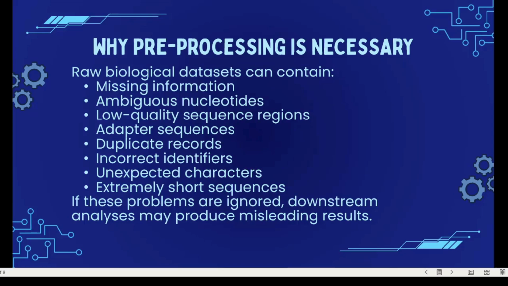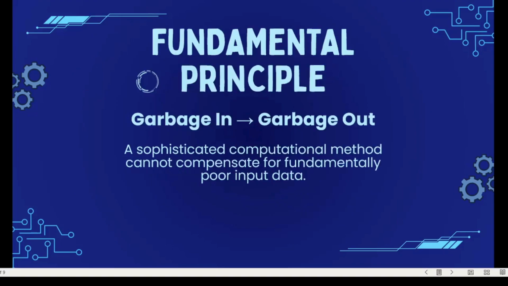Now there are low quality sequence regions, adapter sequences, duplicate records, incorrect identifiers, unexpected characters, or extremely short sequences. So these are problems that may be contained in any raw biological data set. If we ignore these problems, they will cause problems in downstream analysis, and it will lead to misleading results.